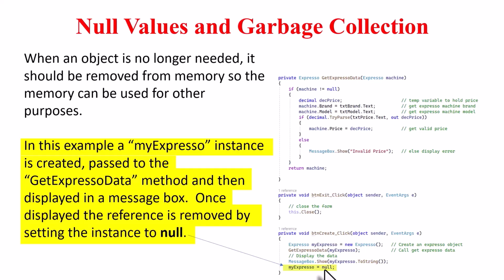The garbage collector will take over, and we'll actually run this thing. Otherwise, it has worked fine. It's got our Expresso data. It showed it and everything else, and then we're done with it. We don't need it anymore, so we set it to null, and it's gone.